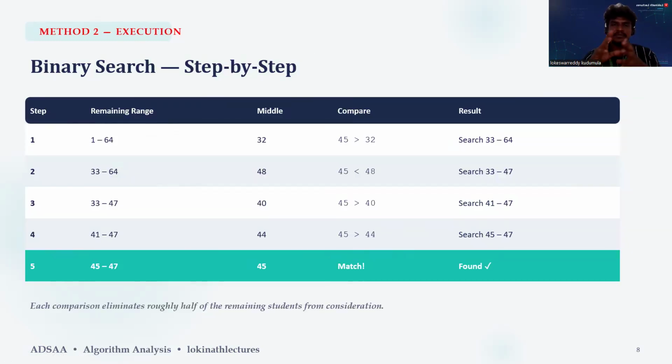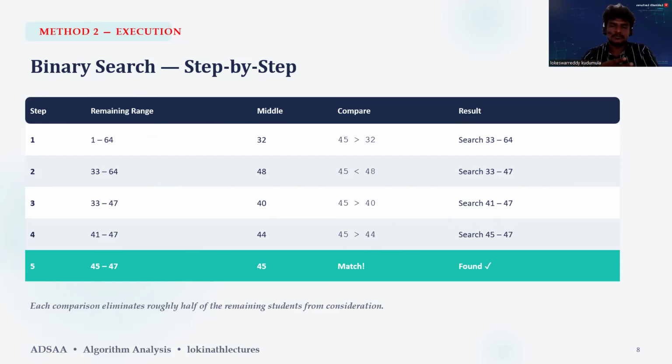While comparing roll number 45 with 40, 45 is greater than 40. That's the reason we search in the right half and ignore the left half. While searching in roll numbers 41 to 47, the middle roll number is 44. We compare with 44. 45 is greater, so we ignore the left and search in the right half, which is 45 to 47.